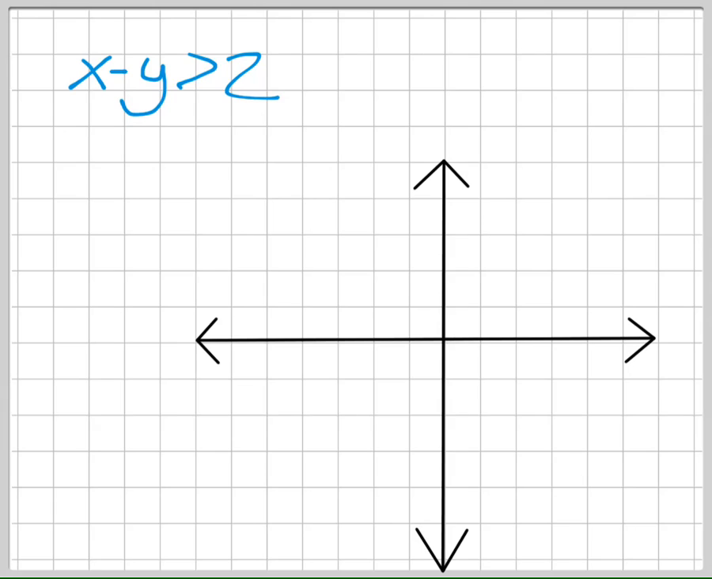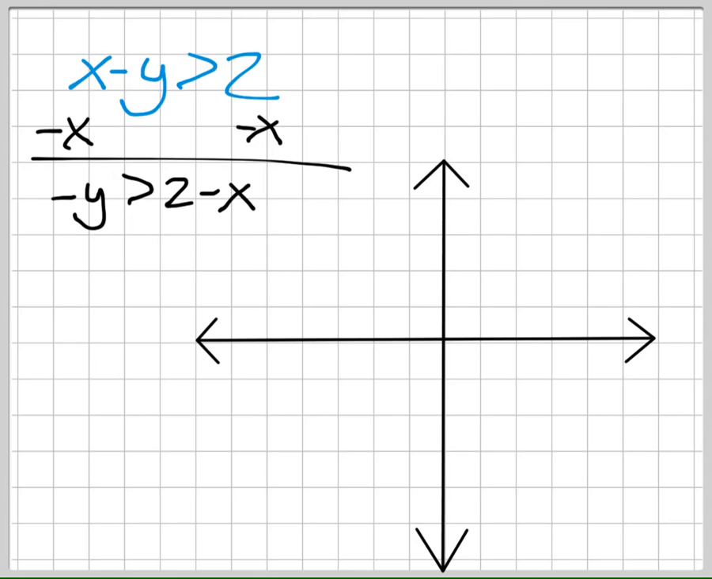Again, not in slope-intercept form. So to get y by itself, we'll start by moving that x over. Leaves me with -y greater than 2 minus x. But I don't want to deal with -y. This is like what number in front of the y? -1. So that's like -1 times y. So to undo -1 times, we're going to divide everything by -1. So that's going to leave me with positive y. But since I divided by a negative, flip that. 2 divided by -1 is -2.